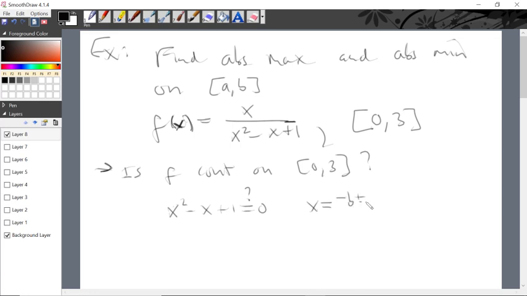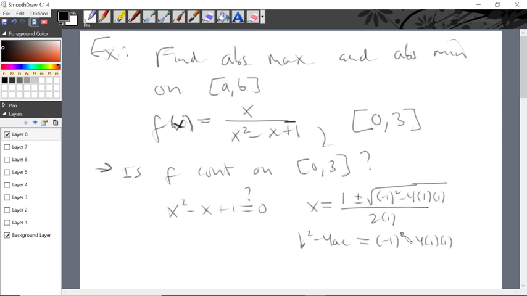Negative b plus or minus the square root of, we know, right? So the opposite of the linear coefficient, so negative b would be 1, plus or minus the square root of b squared, negative 1 squared, minus 4 times a, which is 1, times c, which is 1, over 2 times 1. Check the discriminant, b squared minus 4ac, which is negative 1 squared minus 4 times 1 times 1, and that's equal to 1 minus 4, which is negative 3. That's less than 0.